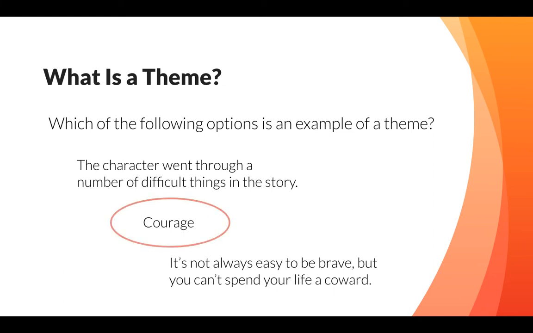If you chose option 2, you're correct. It's a one-word description of an important topic or idea that a story could be about. The first option gives you a little bit more of a summary or describes what happens in the story. And down below is more of a life lesson or something we can take away from the story. So the theme in the middle is one word, an idea, a topic that the story is about.